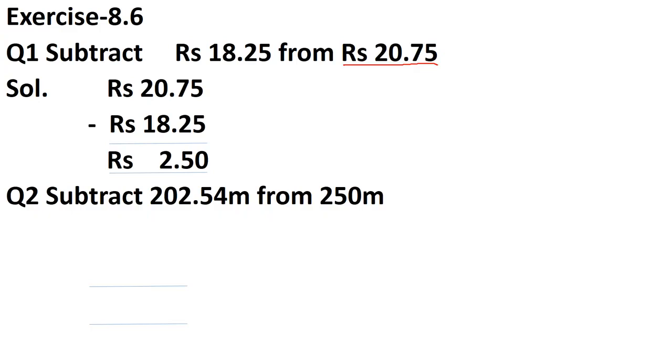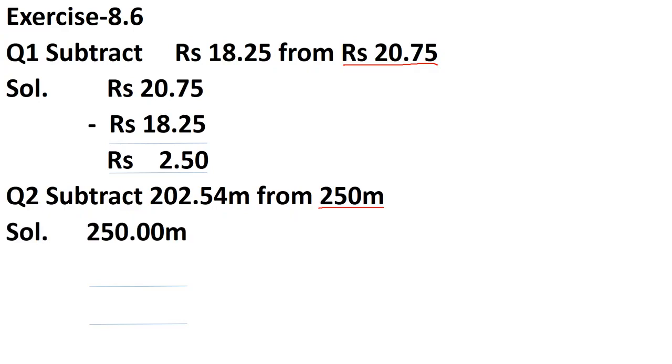Now see, question number 1, B part is this. Subtract 202.54 meter from 250 meter. Now see in this, what number is there? The number written after "from", that we have to write down first. So what we will write down first? We will write down first 250 meter.